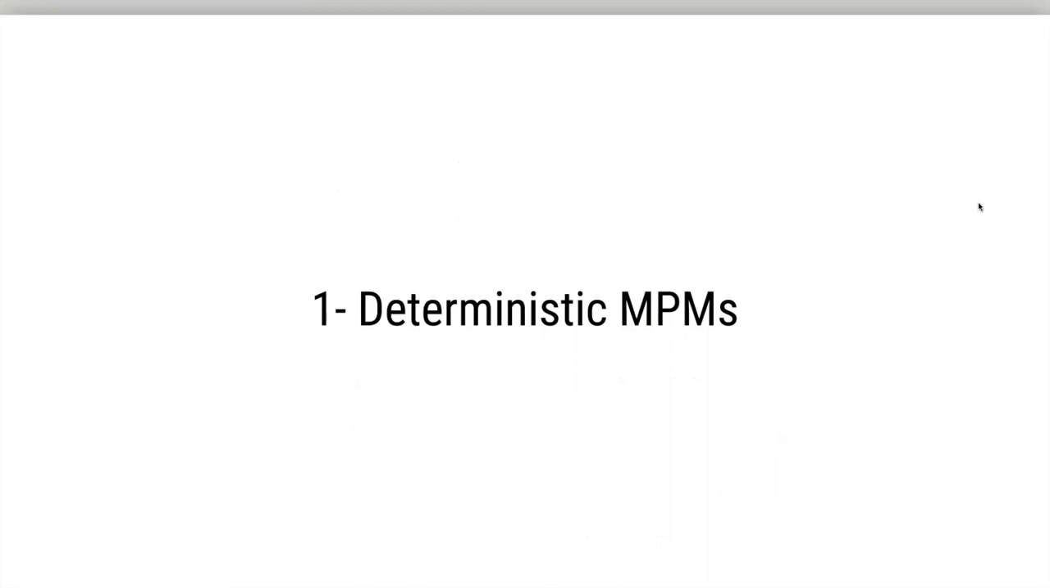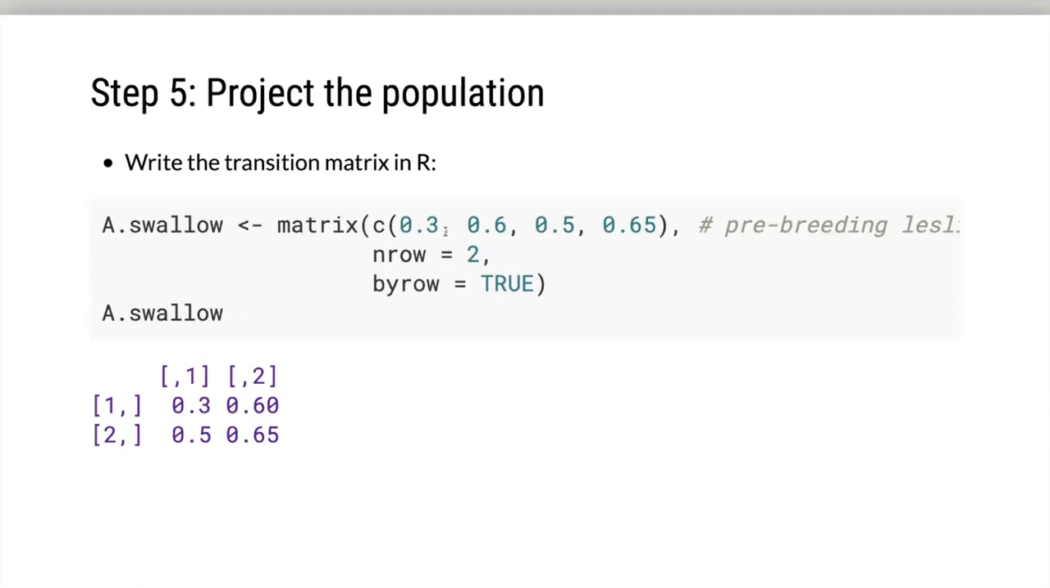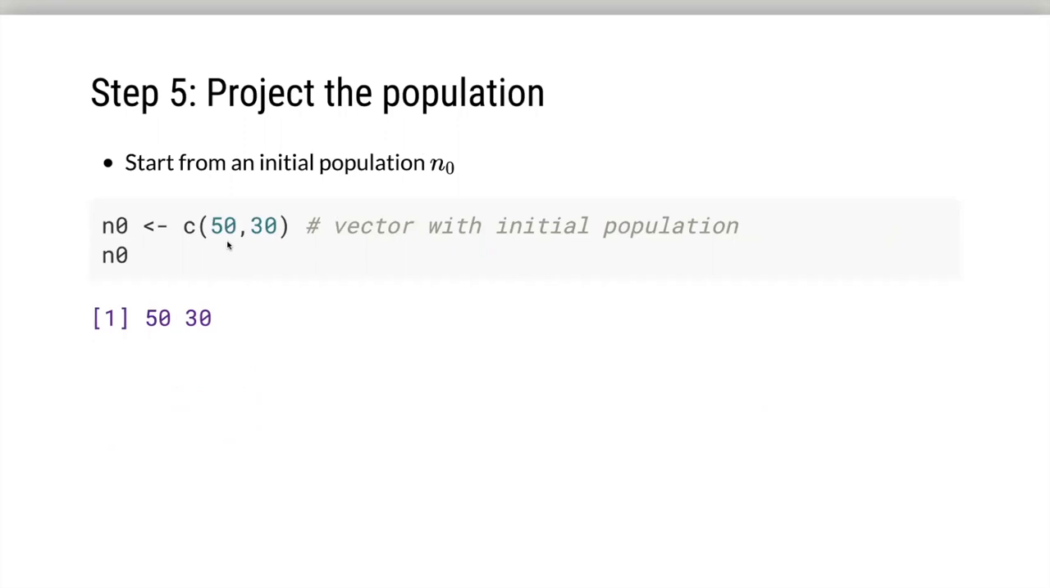To make it simple. So for the swallow, we write down our transition matrix in R using the demographic parameters that I presented before. So we have the juveniles and the adults because we are now using the pre-breeding census. We can set an initial population size. Compared to the first part of the class with the census PVA, we just had one census. Now we have to specify the number of individuals in the population in each demographic compartment. So here we say, imagine we have 50 juveniles and 30 A1 and 30 A2 plus at the initial state.